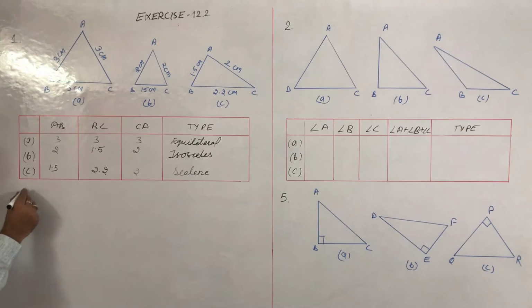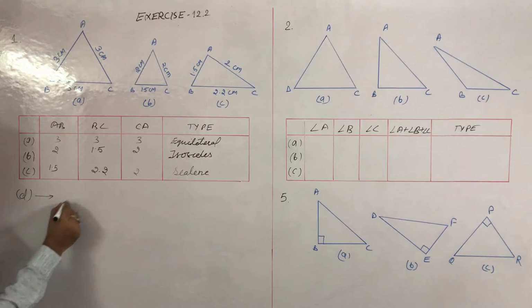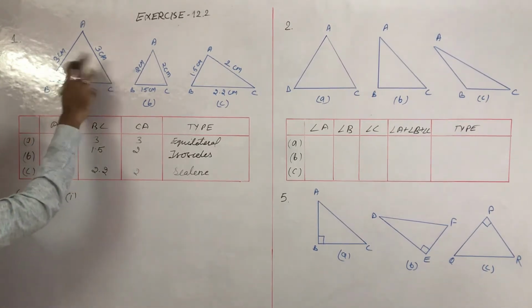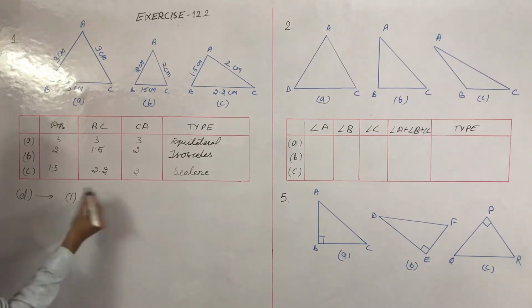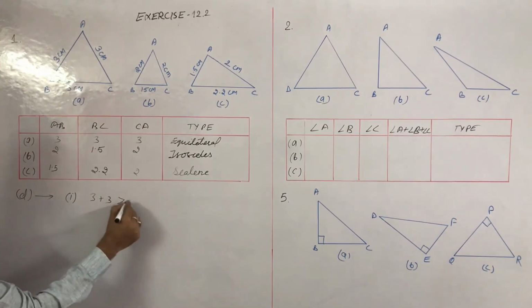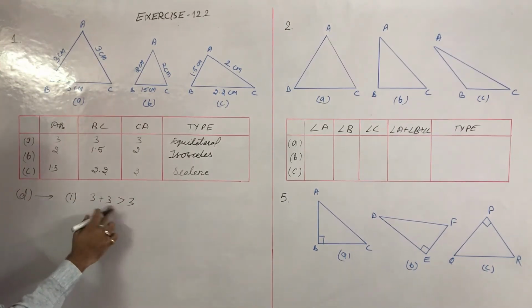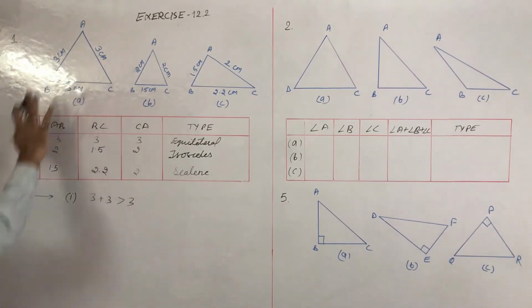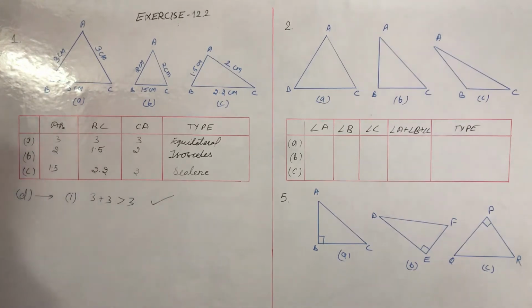The next part D of the same question: verify whether the sum of any two sides is greater than the third side or not. In the first case, 3, 3 and 3 are the three sides. So 3 plus 3 is always greater than 3. First side, second side and third side. And if we change the sides, again we get the same result. So yes, this is valid.